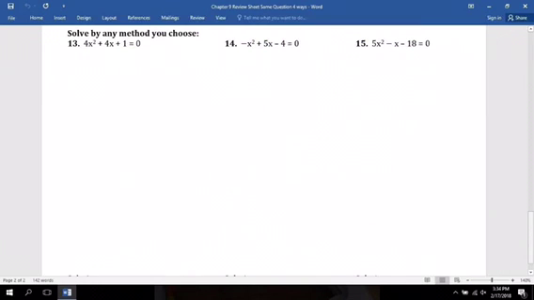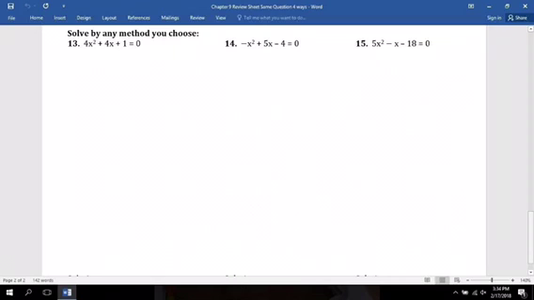So for questions 13, 14, and 15, you can use any method you want to solve them. You can use graphing. I'm pretty certain they're all factorable, so you can use factoring or you can use the quadratic formula. So if you want to know how I tried to solve them, try checking the other answer key or asking me. But I'll just put the answers up here so that way you can check your answers to see if you got them right.